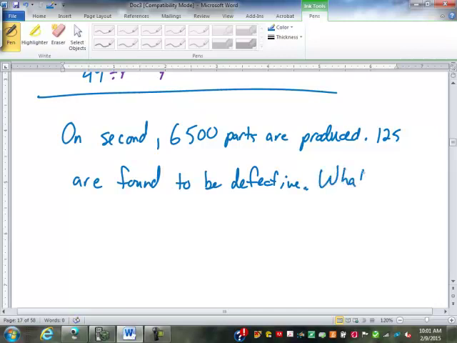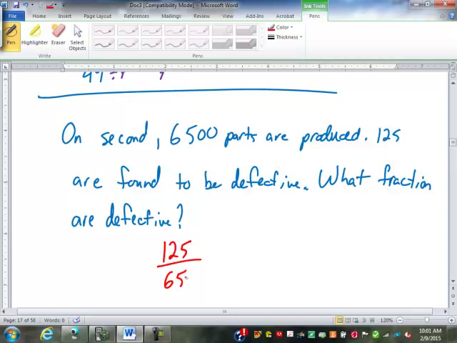So the question would be, what fraction are defective? There you go. 125 over 6,500, and both of those can be divided by, let's go with 5. We can do that. That would give us 25 over 1,300. And then they can both still be divided by 5 again. So it gives us 5 over 260.